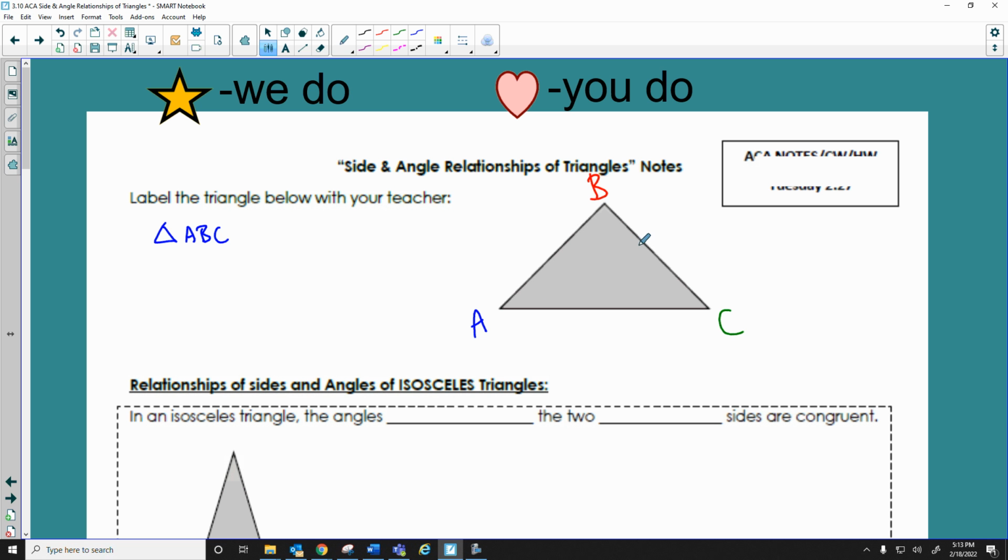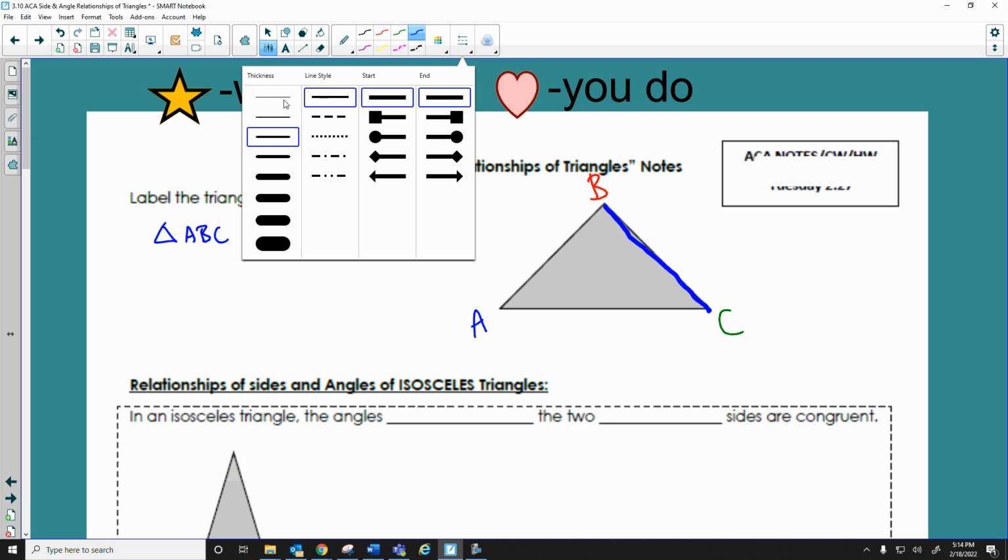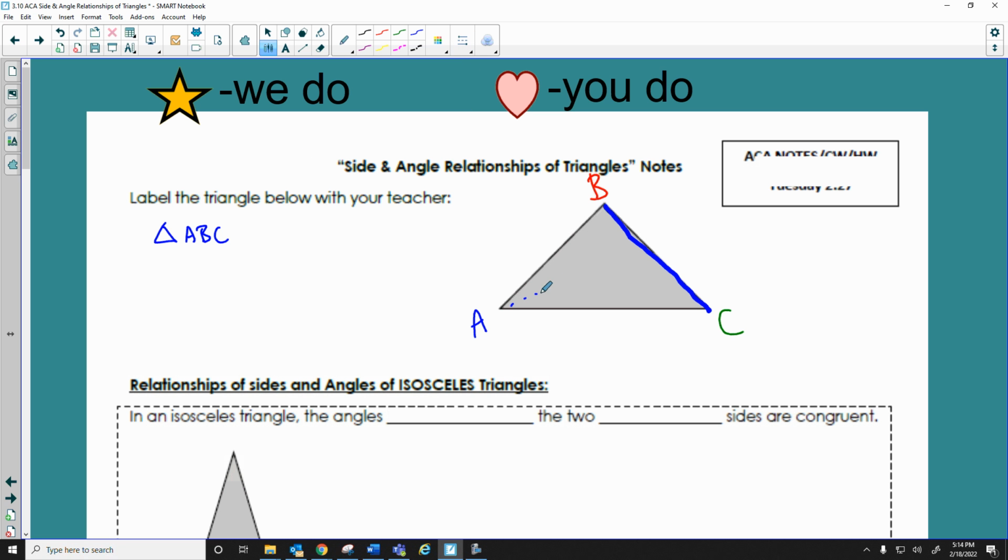Now, we can name different sides. So this side right here, I'm going to put it in blue. This side right here, we can name it in 2 ways. The first way is with the angle that opens it up. So like this side is controlled by this angle because it's opening it up. So we could call this side A, or we can name it by using the 2 endpoints. We could also say that this is called side BC, because those 2, B and C, are the endpoints of that side.